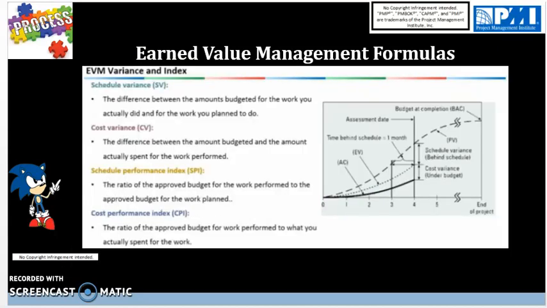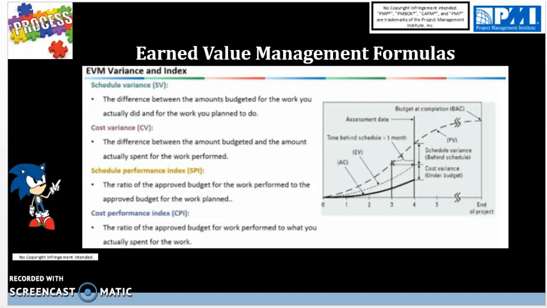Then we have earned value management formulas. So schedule variance is the difference between the amounts budgeted for the work you actually did and for the work you planned to do. So it's earned value minus planned value. And negative SV, schedule variance, means that you are behind schedule. Positive schedule variance means you're ahead of schedule.